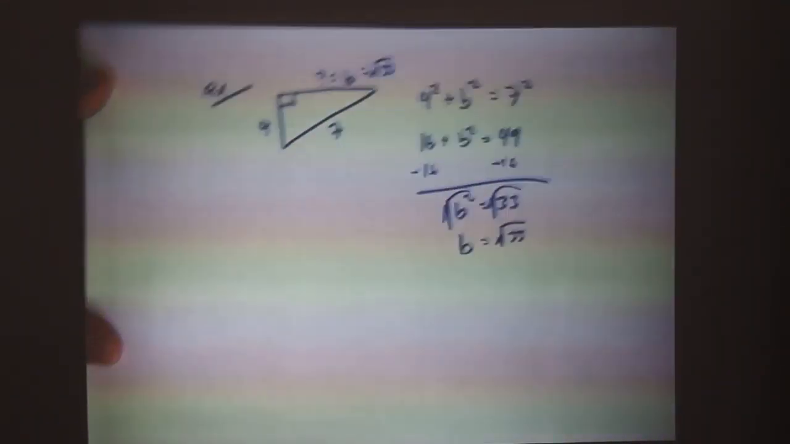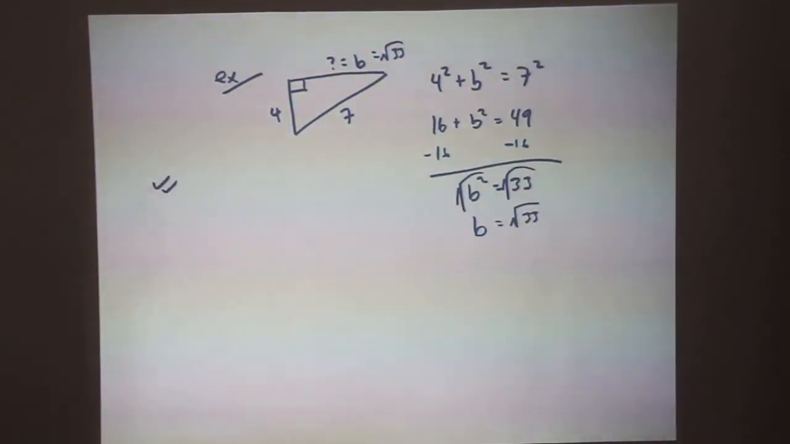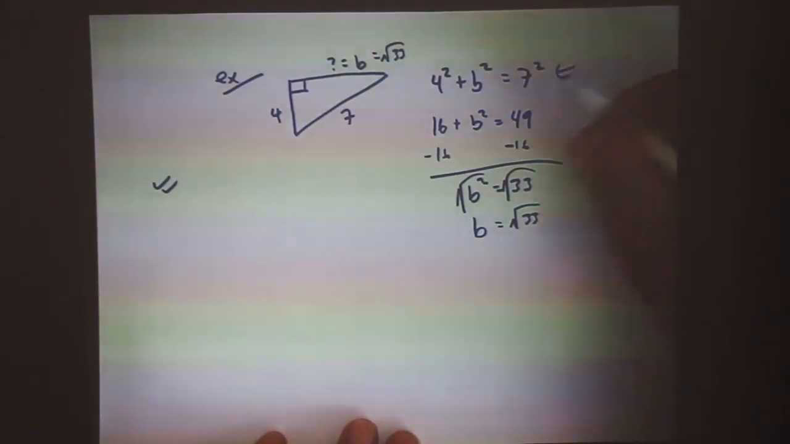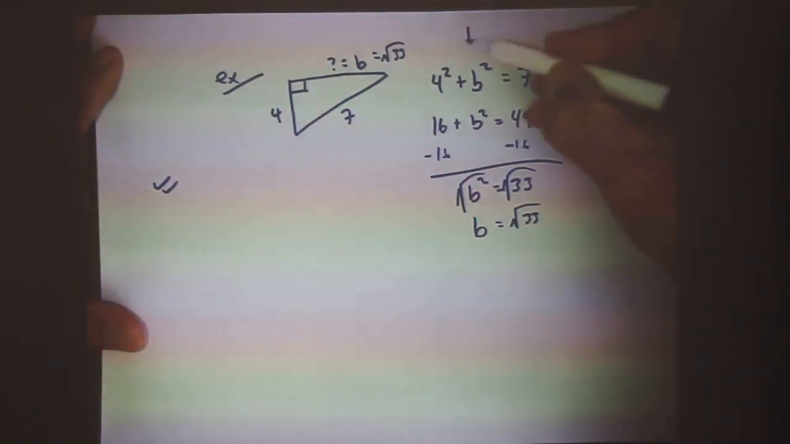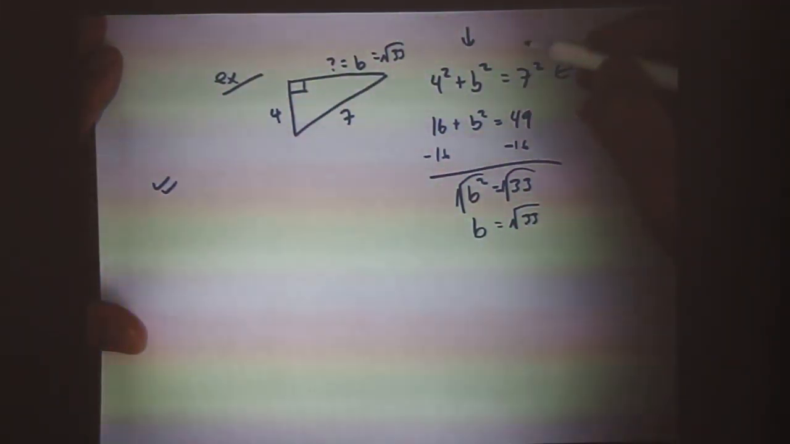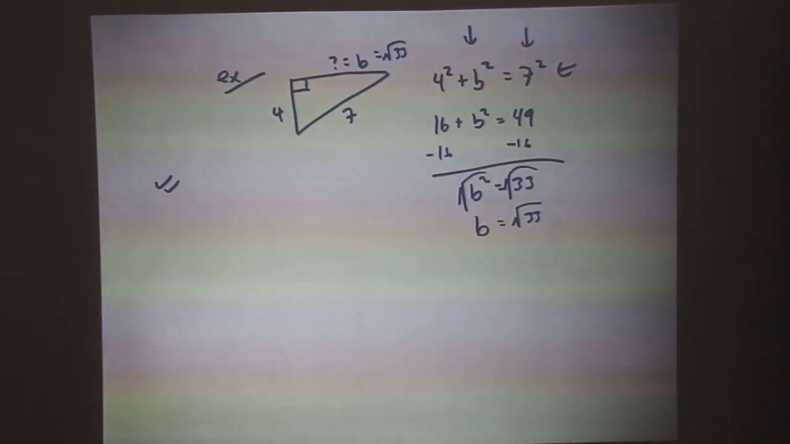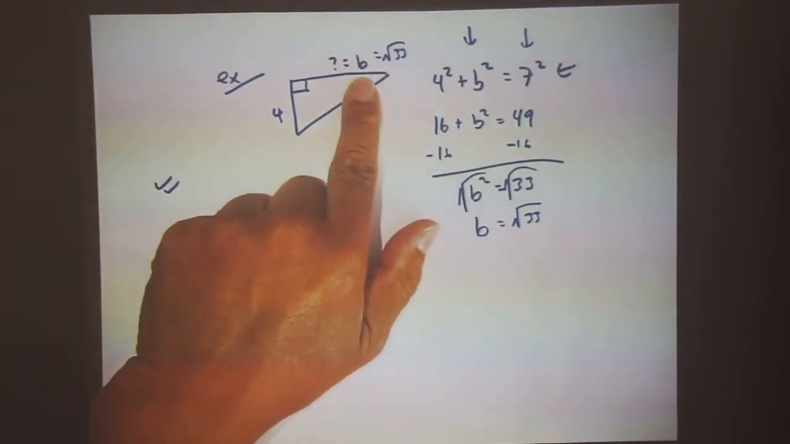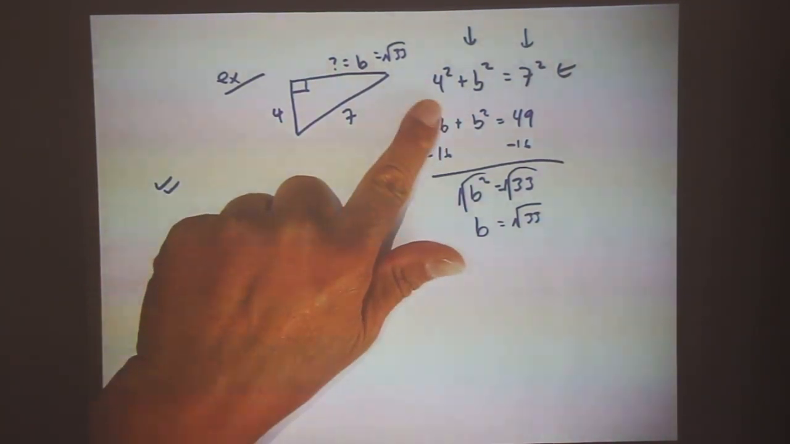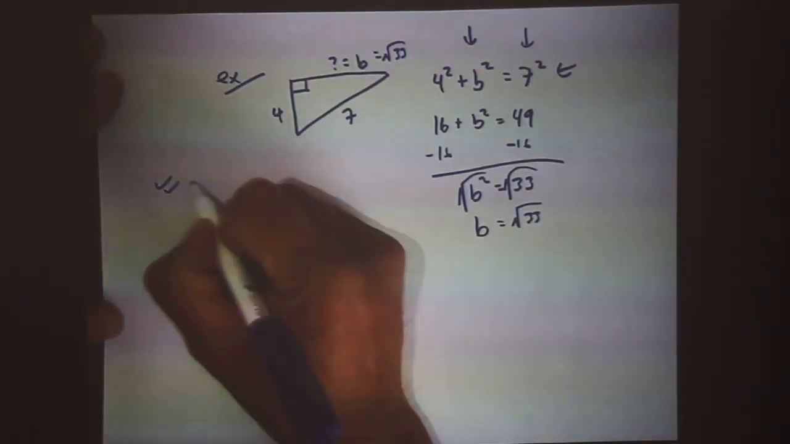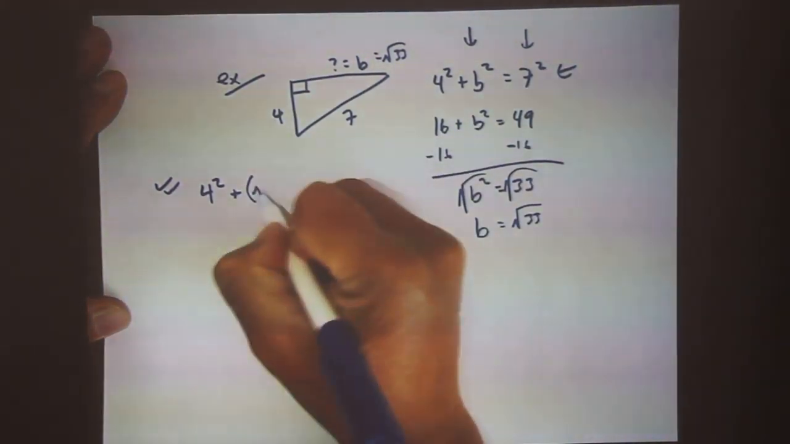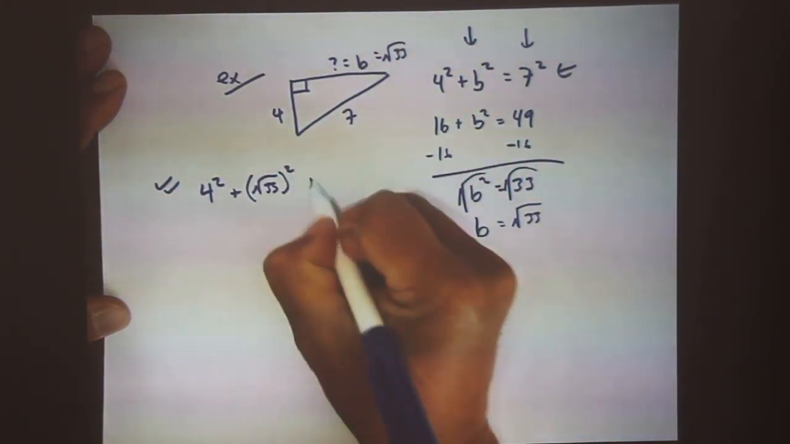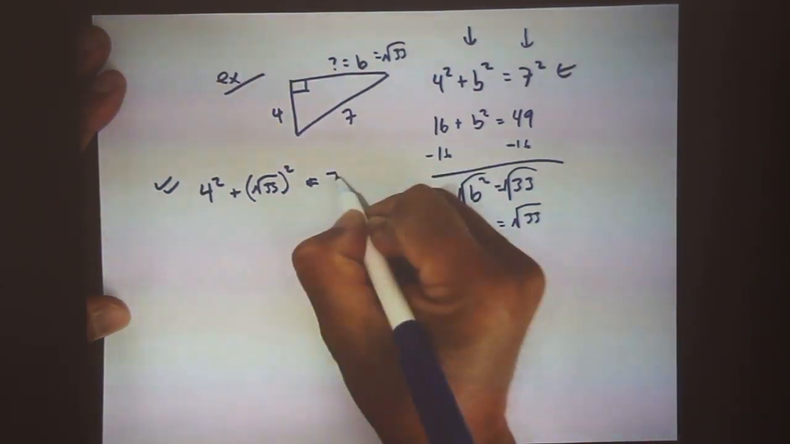And as a check, the answer that we get here has to satisfy the equation that we built, because what an equation tells us algebraically is that the value on this side of the equation must equal the value on that side of the equation. So if we're saying that the square root of 33 is the side length b, it must satisfy the equation given to us through Pythagorean's theorem. And we can verify that by saying, well, 4 squared plus b, which we said is the square root of 33, squared must equal 7 squared.